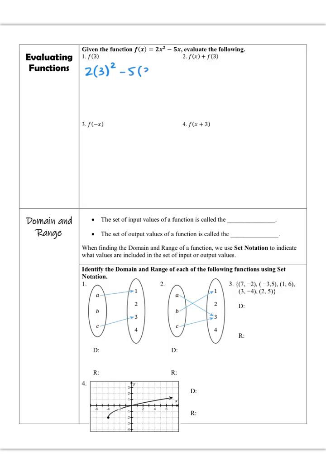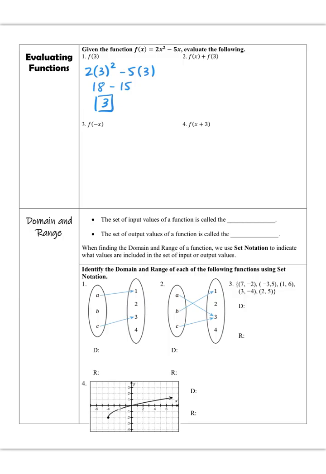and evaluate. So I use parentheses, in case it's a negative number, so I remember to square the whole thing. So this is going to be 2 times 9, which is 18, minus 15, and my answer is going to be 3. I'm not going to do all of these, but I just want to go over some of it. So number 2 is f of x plus f of 3.